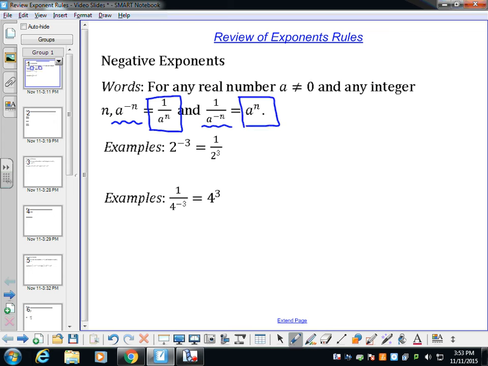Now looking at two examples with respect to numbers, the first example has 2 to the negative 3. That is the same thing as 1 over 2 to the third. Or the second example, 1 over 4 to the negative 3 equals 4 to the positive third.